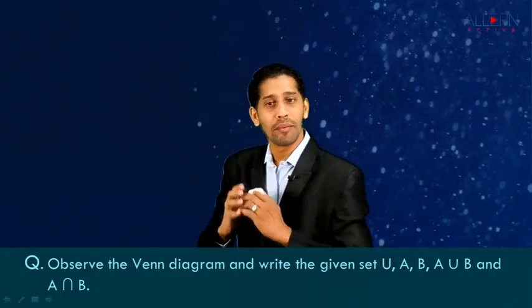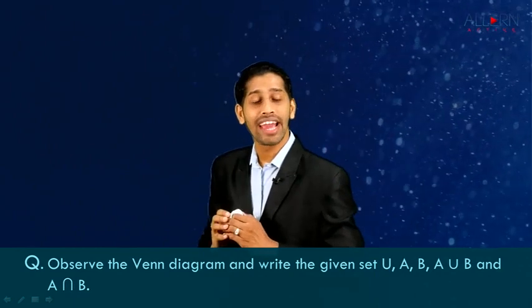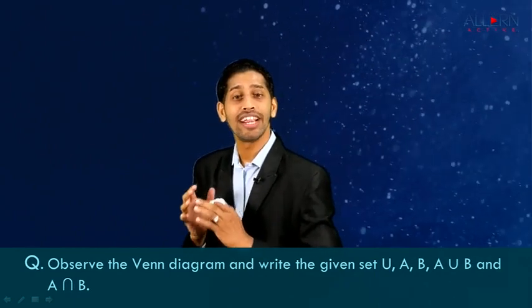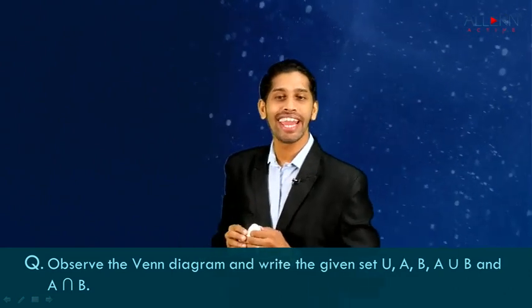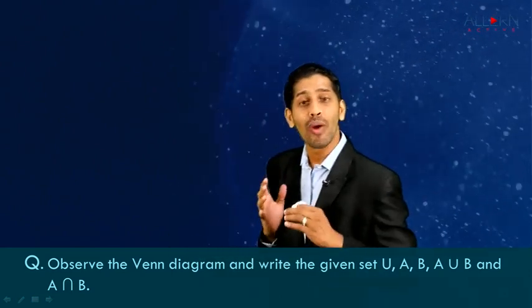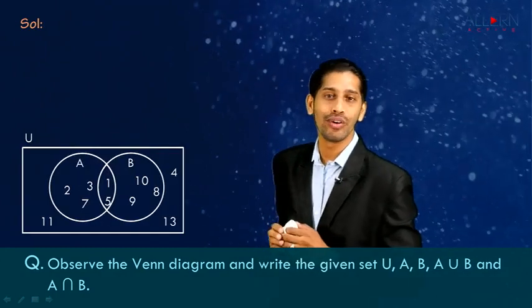Hi. Let's take a very important question of this chapter. Observe the Venn diagram and write the given set U, A, B, A union B and A intersection B. The Venn diagram is already given to us in this question.